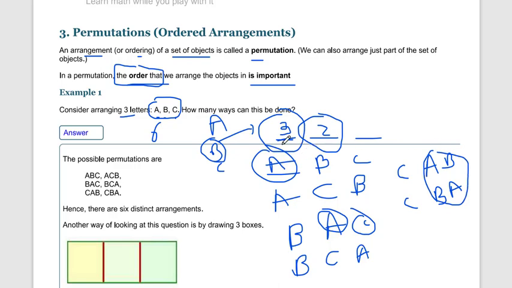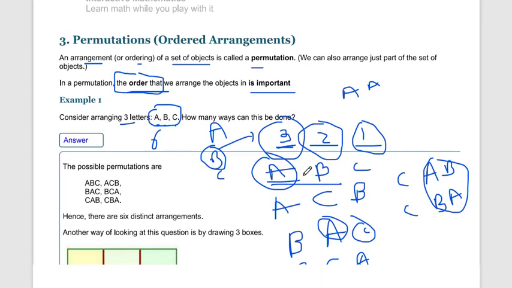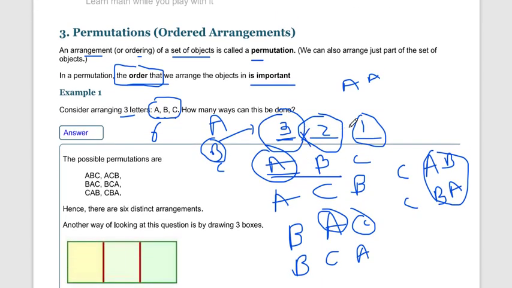Now the first 2 spaces are done. So for the third space we only have 1 choice, because we cannot use a double A or a double B or triple A. Repetition is not allowed. So for the third space we only have 1 letter. Multiply these 3 numbers and we get the total number of arrangements. 3 into 2 into 1 is equal to 6. Yes, we get the answer 6.